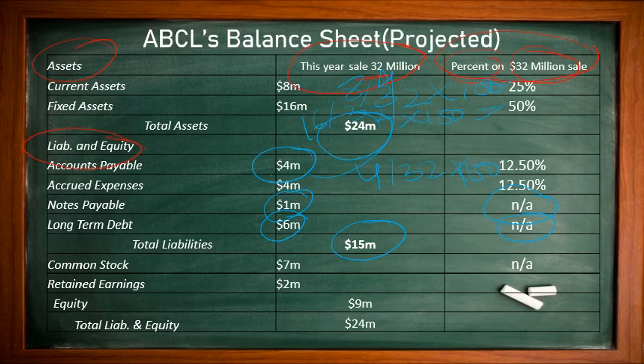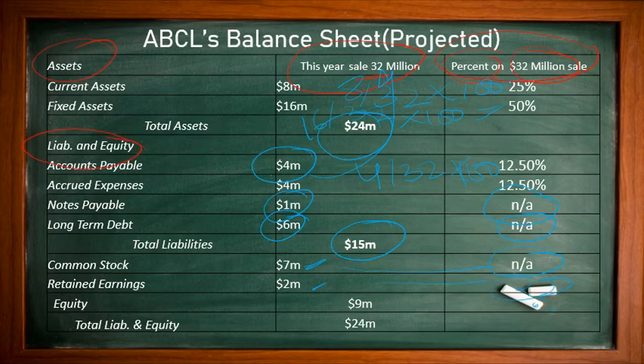Now we are going to discuss the capital. In capital we have common stock of 7 million and retained earnings of 2 million. In front of the 7 million it is written NA. It means common stock is not going to change when we go for the predicted balance sheet. And for retained earnings, as you know, nothing is mentioned here.